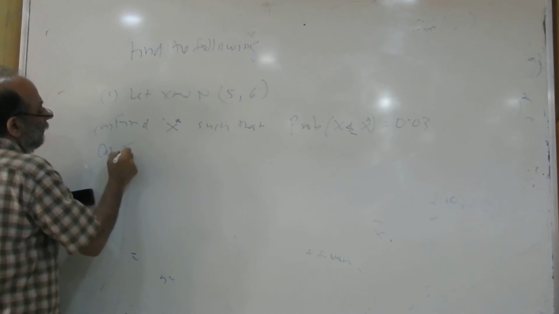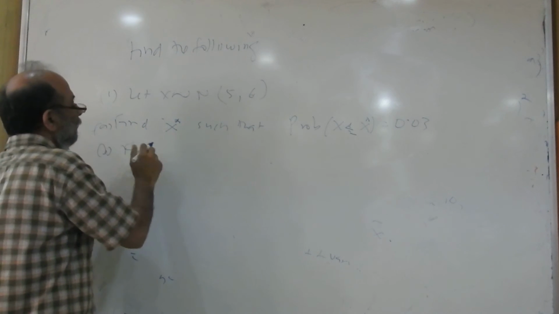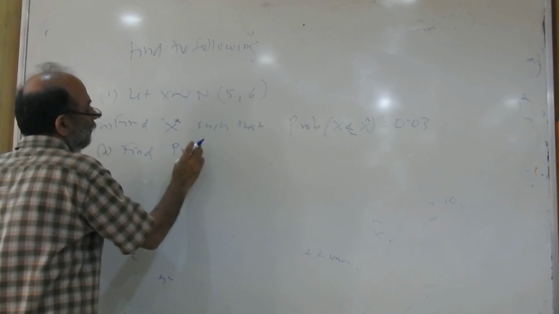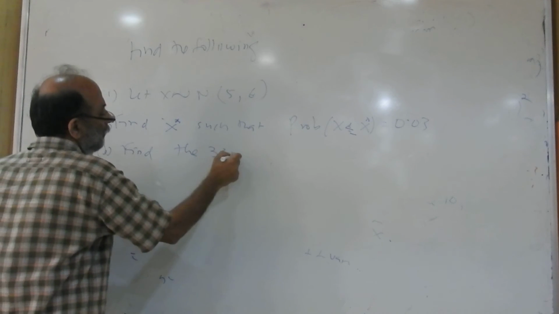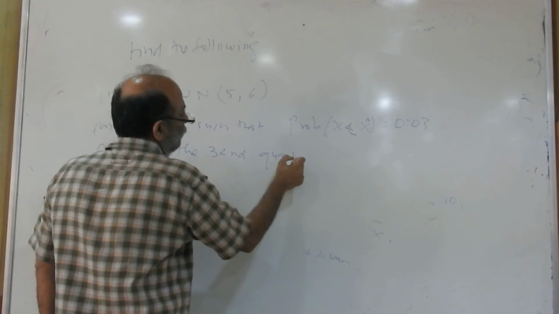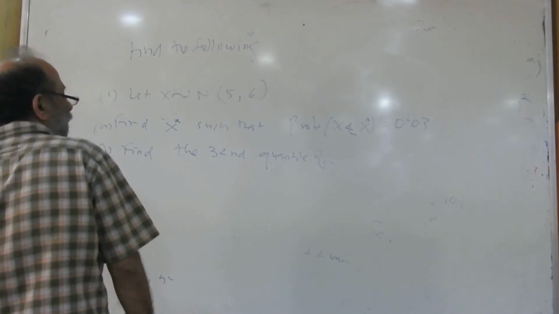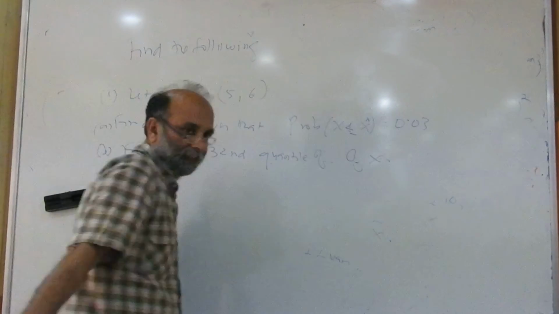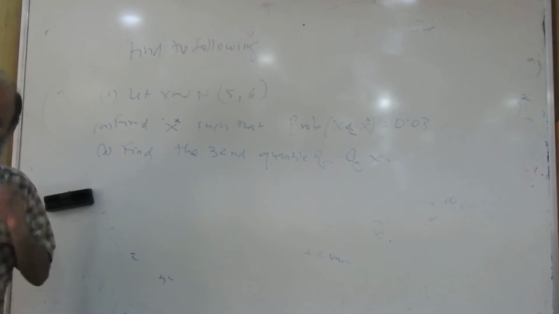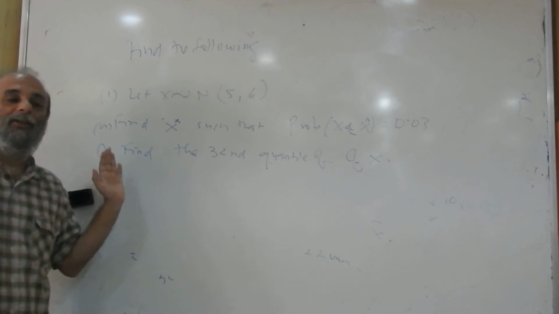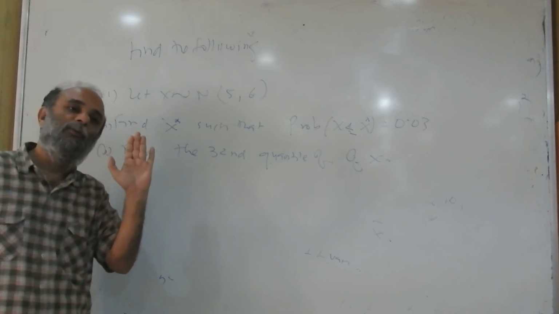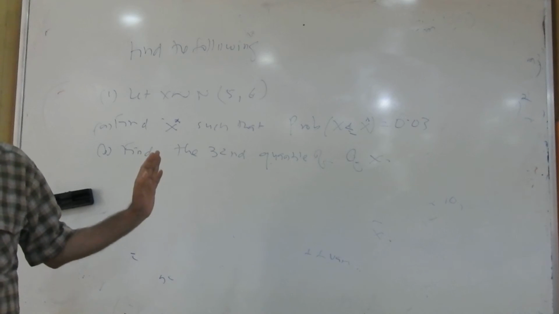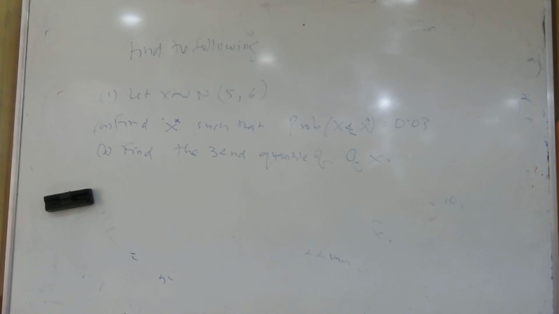A. B. Find the 32nd quantile of X. That is, find the value such that 32% of the distribution is to the left of that value. Right? Find the 32nd quantile of X.